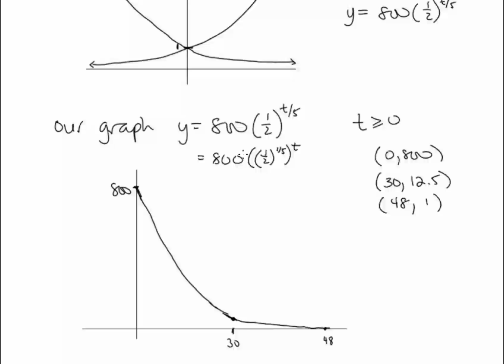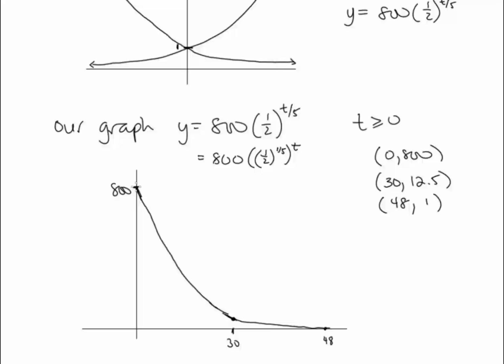Now, we know that because of this factor of 800, when time is equal to 0, we have 800 milligrams. So we know this graph goes to the point 0, 800. We also know that it doesn't make sense to talk about this graph for t values that are negative, because we're starting with 800 milligrams and time is moving forward. So it doesn't make any sense to have any part of the graph back here. We're going to start our graph at 0, 800.